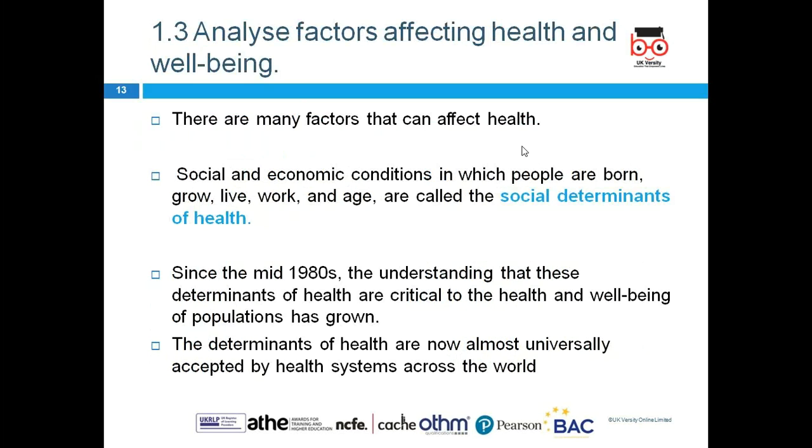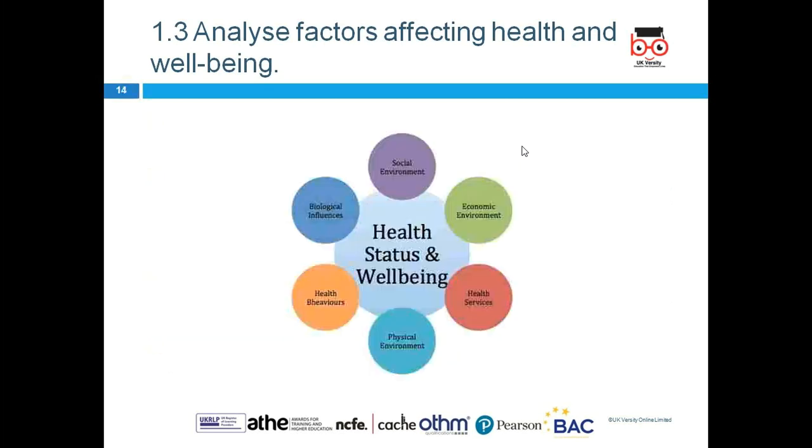So that was 1.2, and now we're going to go on to 1.3, which is analyze factors affecting health and well-being. So there's a lot of factors that can actually affect your health. So, it's your social, your economical, your biological reasons. So, how you grow, how you live, how you work. Now, these can be called social determinants. Now, since the mid-1980s, there's an understanding that the determinants of health are actually critical to your health and well-being, and also about how the population is growing. So these determinants are now quite universally accepted by health systems across the world.